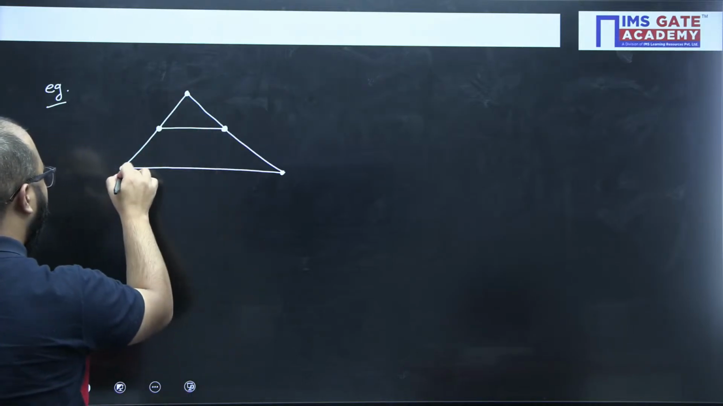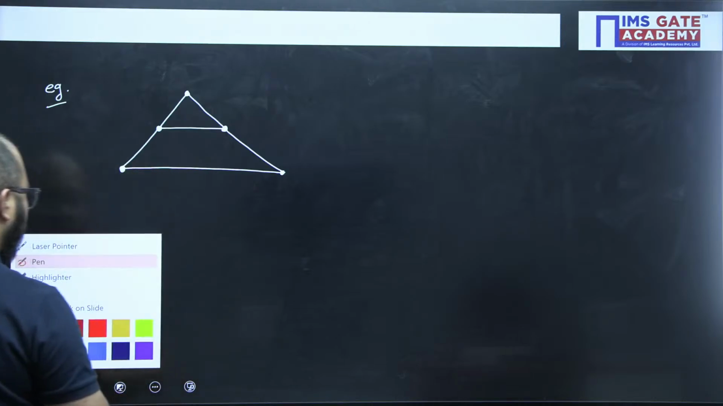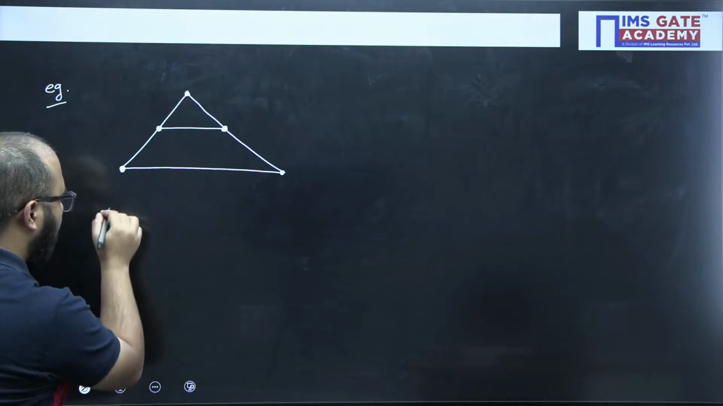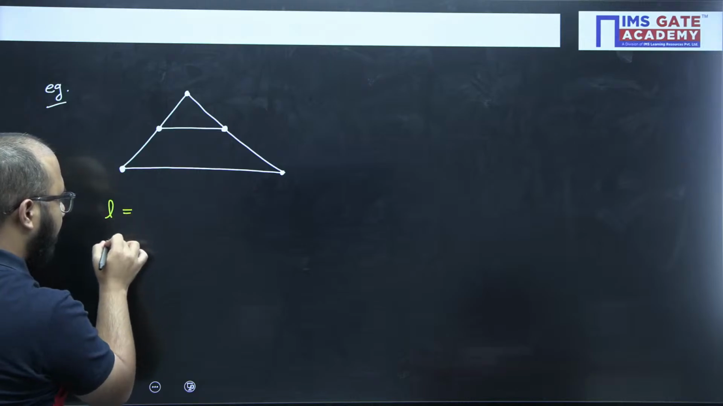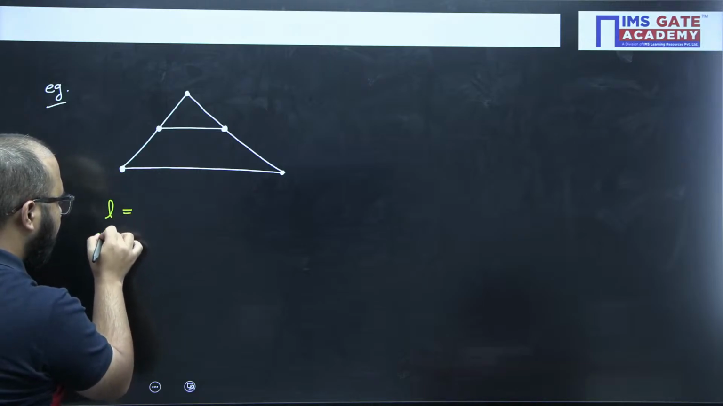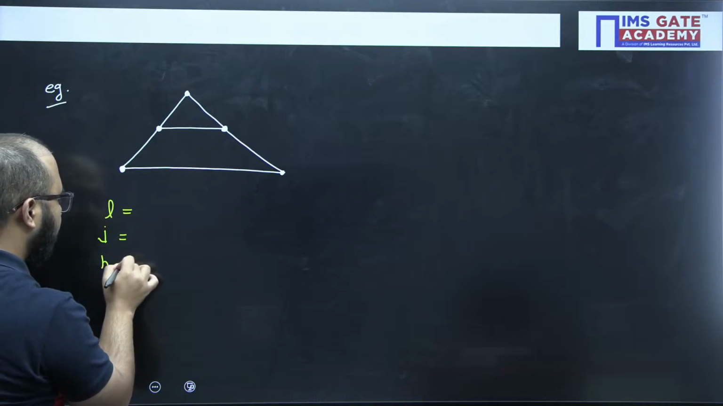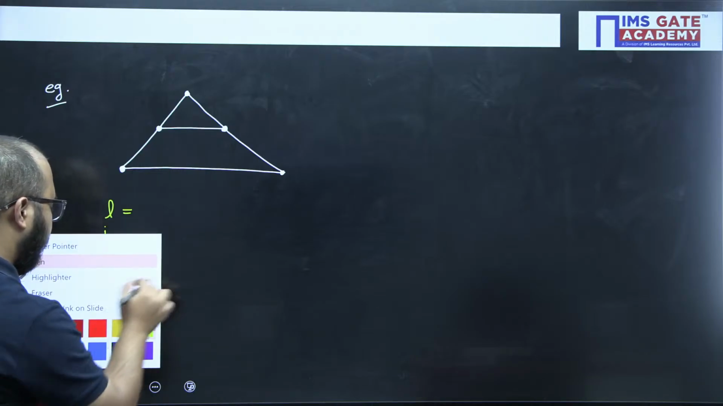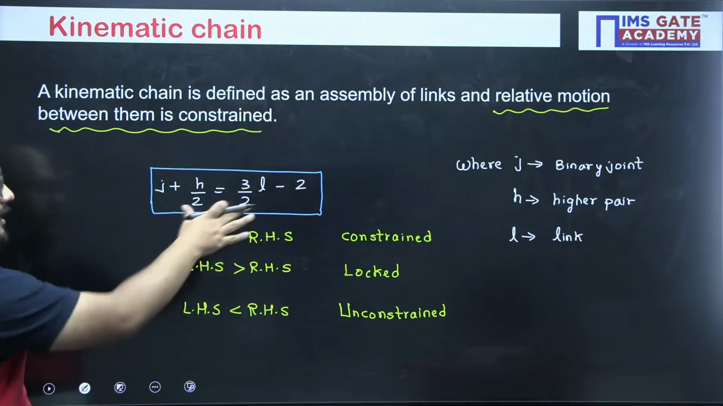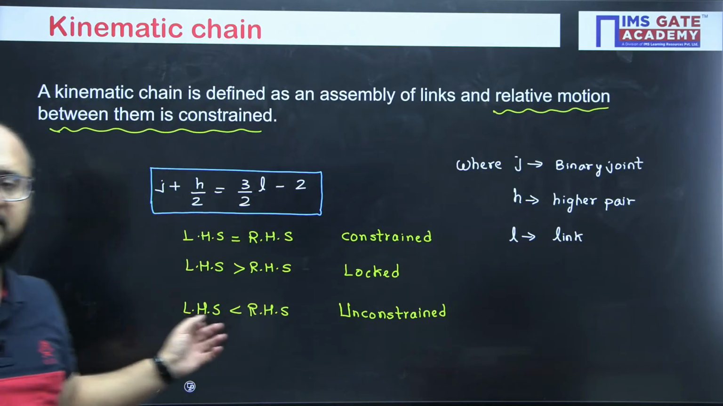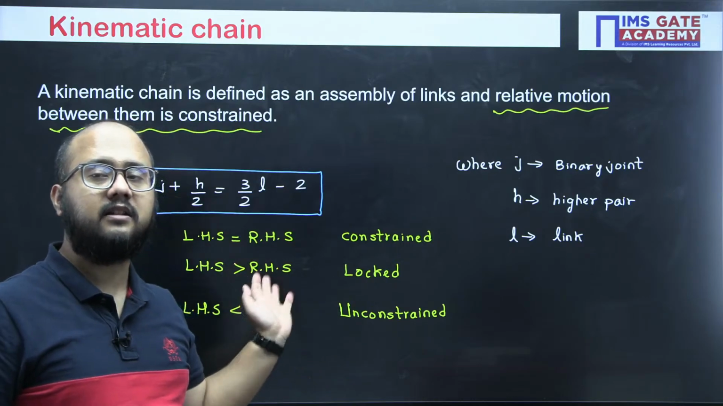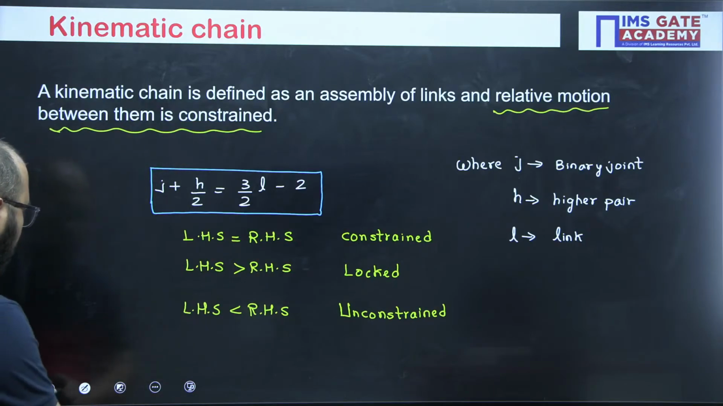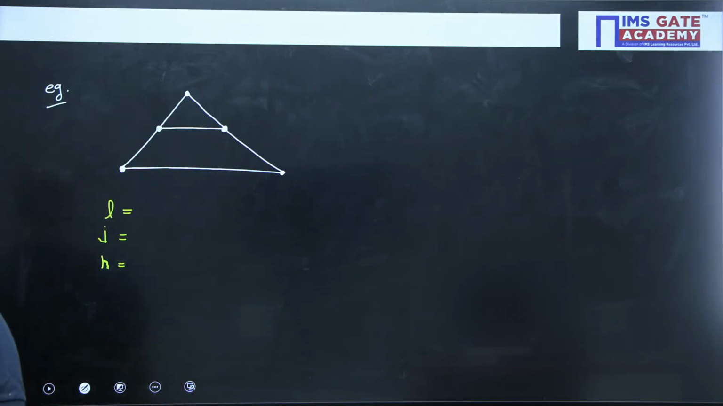Okay, tell me whether it is constrained, unconstrained or locked. You need to first find out the number of links, the number of binary joints and the number of higher pairs. First of all, find out this data and put it in this particular relation and find out whether LHS and RHS are equal. If LHS is more or RHS is more, figure it out and then tell me whether it is constrained, locked or unconstrained. Do it fast, everyone, and tell me your answer.